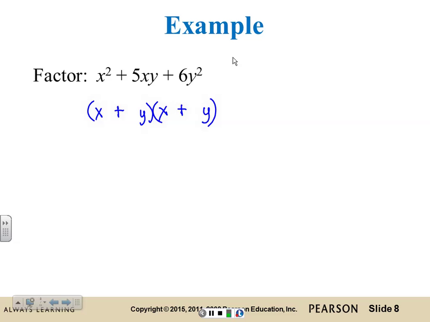Now, all I have to do is think, what can I multiply together to get 6, but add to get 5 because the signs are the same. So I get 1 and 6 and 2 and 3, and that's going to be 2 and 3. That's going to go with this y.